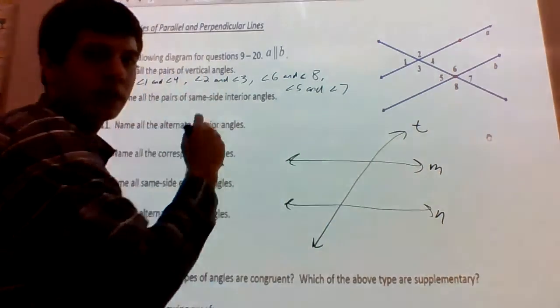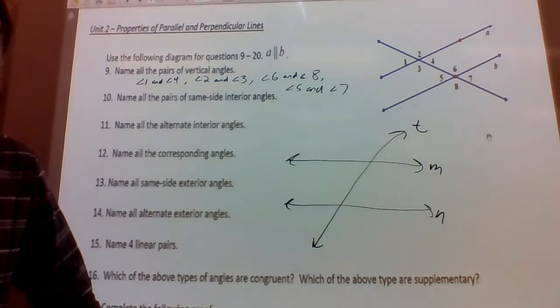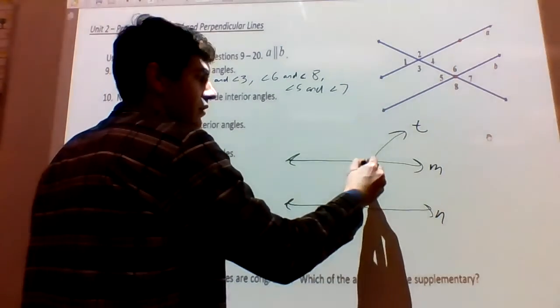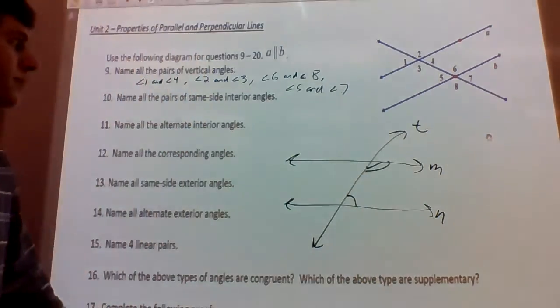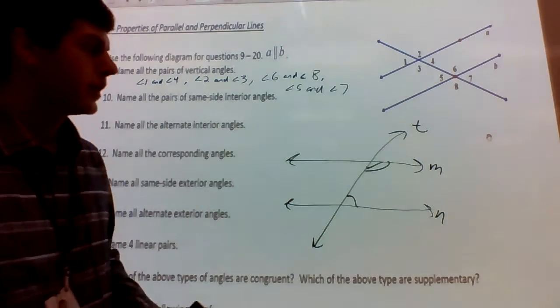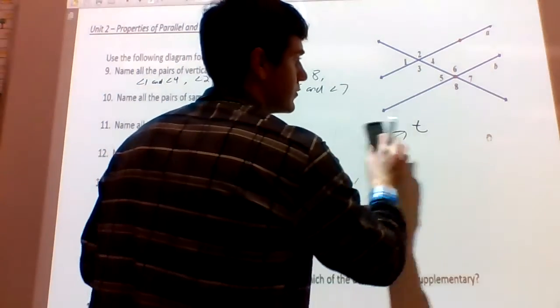So either this side or this side. And they're interior. They're between the two parallel lines. They're in between the two parallel lines. They're interior. So here, right here, are two same side interior angles. Okay, we know they're supplementary, but that's not important for this question. Okay. So let's look and see where we have same side interior angles.